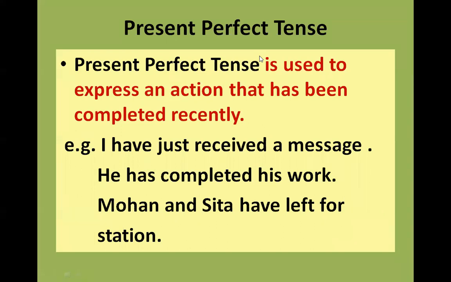So now let us start with present perfect tense, right? So here is the slide in front of you. It says present perfect tense is used to express an action that has been completed recently. अभी अभी कोई काम खत्म किया है. I have just received a message. He has completed his work. Mohan and Sita have left for station. So this way we see that, and we use this tense to express an action that has been completed recently.